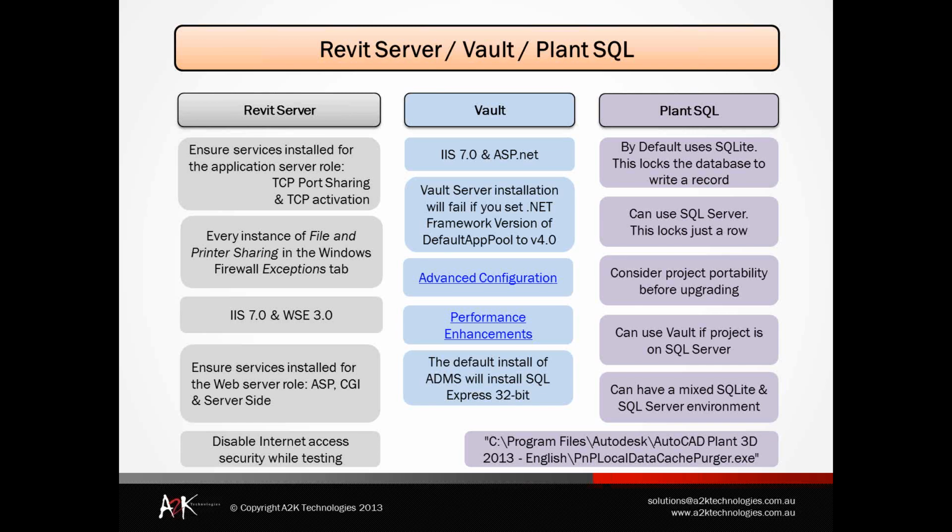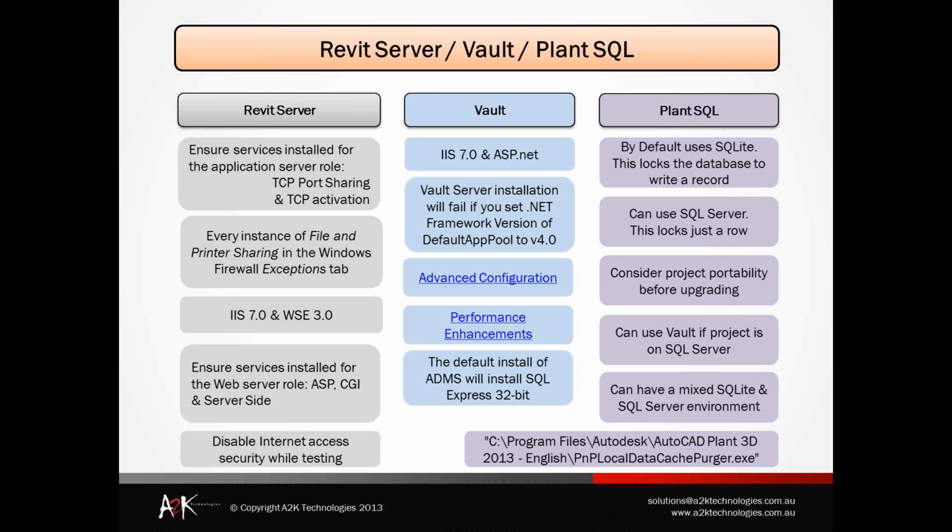Just be aware that the default install of the ADMS console will install the SQL Express 32-bit. So if you're wanting the 64-bit, it's best to install that first, and the advanced configuration guide will explain how to go through that, or how to install ADMS with an instance of SQL already installed. And if you're needing larger database sizes or more people connecting to the SQL, then you're going to need more than SQL Express. You might need to look at upgrading to the full SQL to get the best out of Vault if you've got a larger environment.